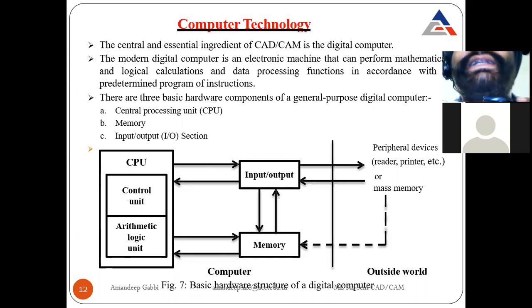Speakers act as an output. Mic act as an input, right? Input and output devices. So this is the diagram. This is the CPU, central processing unit. It has to do two types of work: control unit and arithmetical logic unit.